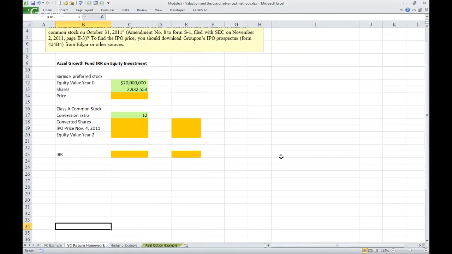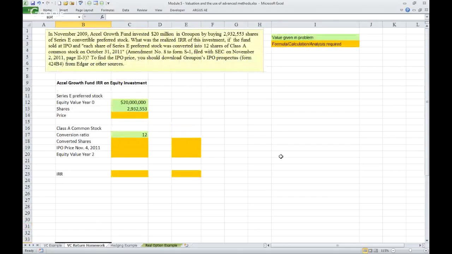Here you have to calculate the annual rate of return for venture capital investors, and this is a real life case. So you are using real life numbers. You have to find the numbers from the 424B filing with Edgar. That will give you the IPO price.